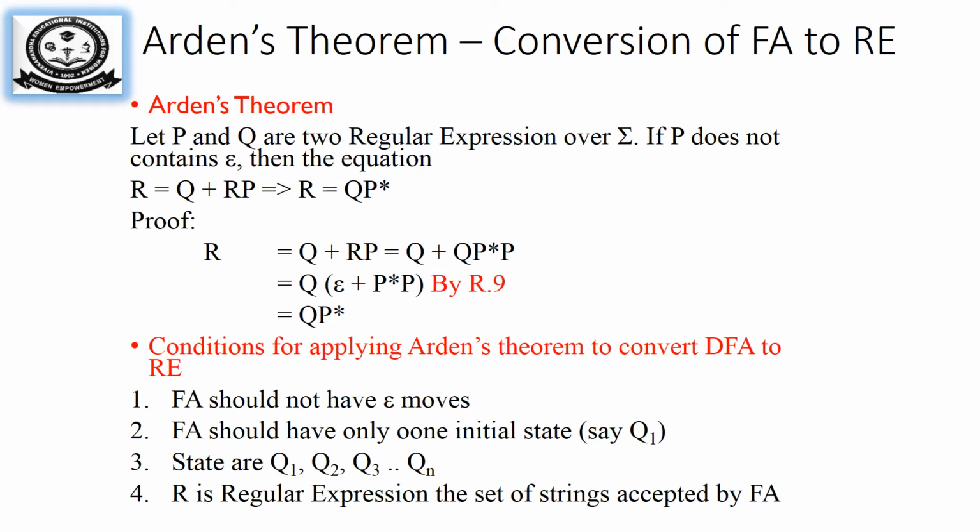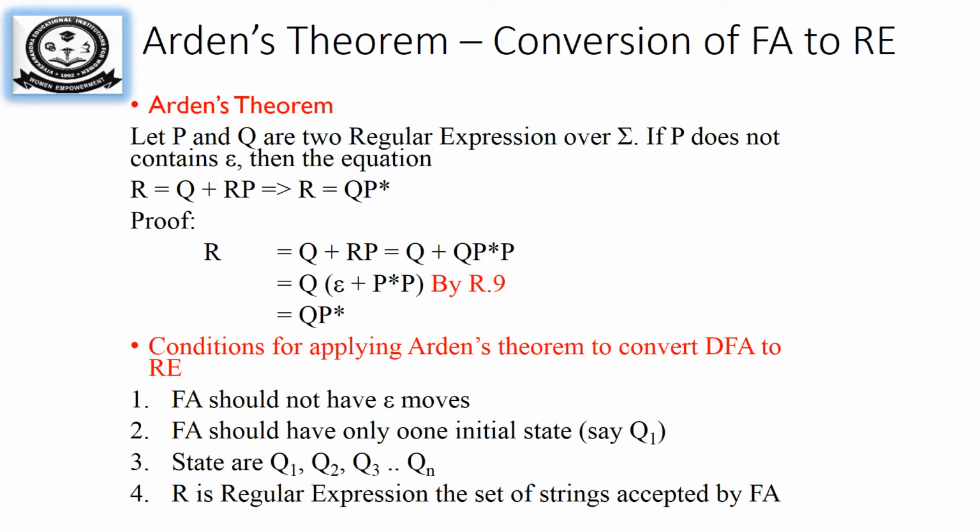We will have two regular expressions P and Q over the input set sigma. If P does not contain epsilon, that's the most important point. If P is not an epsilon, then Arden's theorem says R is equal to Q plus RP. If it is in the form of R is equal to Q plus RP, we can reduce it to R is equal to QP star. Let us see the proof.